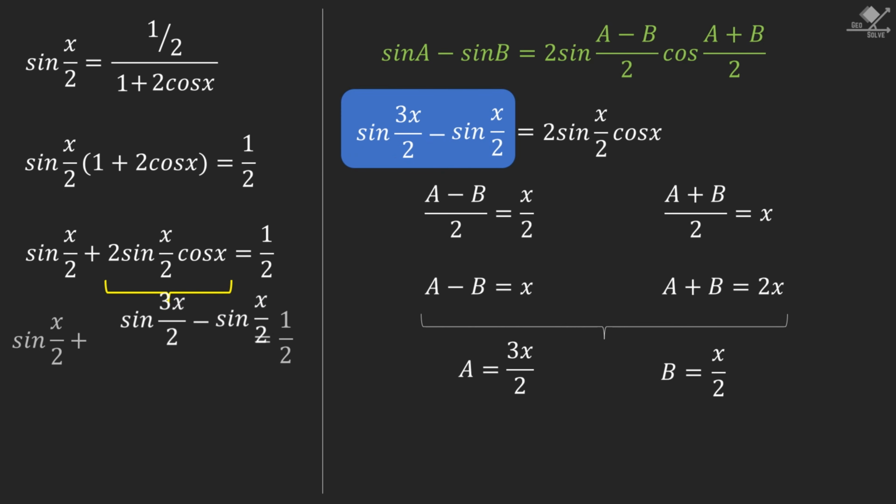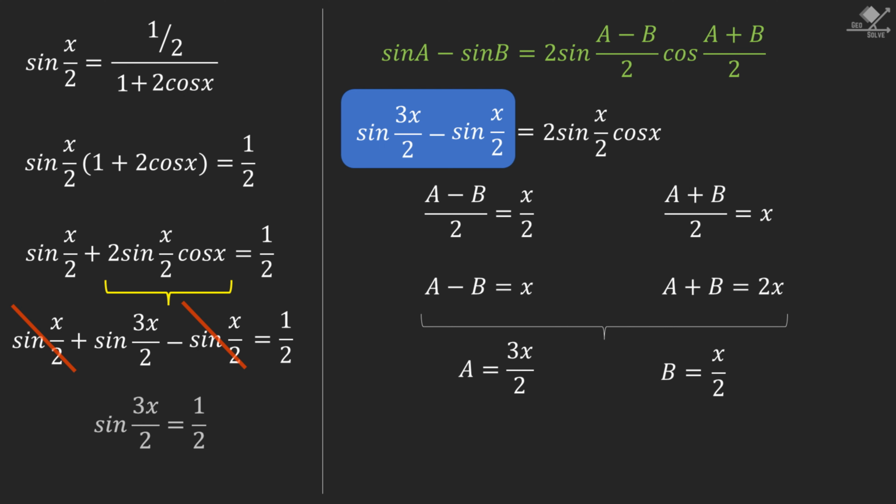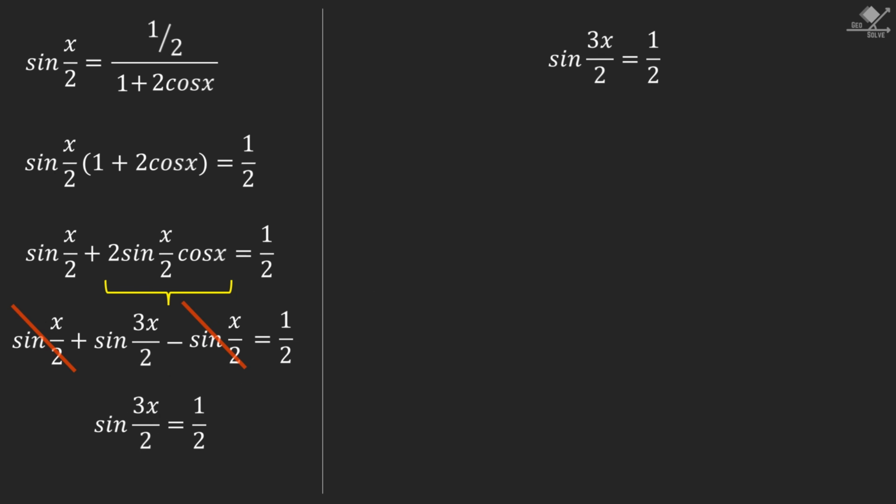And use the remaining terms without changing. Now the sin x over 2 terms will cancel out, and sin 3x over 2 will be equal to 1 over 2. Now we are very close to finding the angle x. Instead of 1 over 2, we can write sin 30. So 3x over 2 will be equal to 30 degrees, and from here, x can be found as 20 degrees.